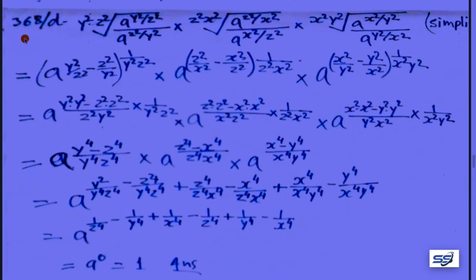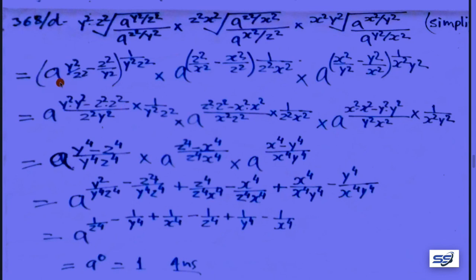Here is question number 368: y square into z square root under a to the power y square upon z square, whole upon a to the power z square upon y square, into z square into x square root under a to the power z square upon x square, all upon a to the power x square upon z square, into x square into y square root under a to the power x square upon y square, all upon a to the power y square upon x square. Now simplify this problem.